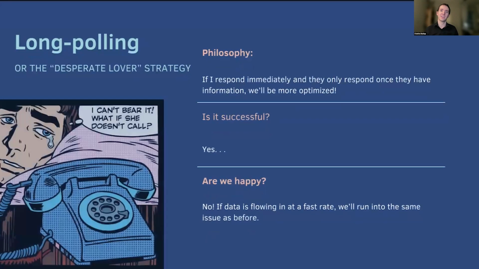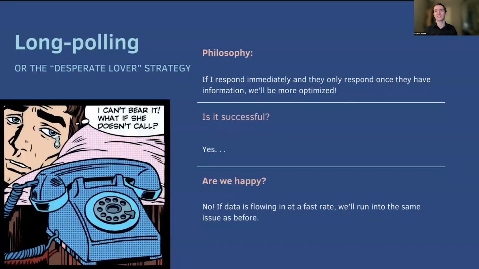Next up is a close relative to the "Are we there yet?" solution, but it's a little bit more mature. Formally, it's known as long polling, but I like to call it the desperate lover strategy. Essentially, it operates like polling, but the server doesn't respond unless it has data. So it spends a large amount of time potentially waiting just to receive a small amount of data. And if too much time elapses or it receives data, then it will reopen another request immediately.